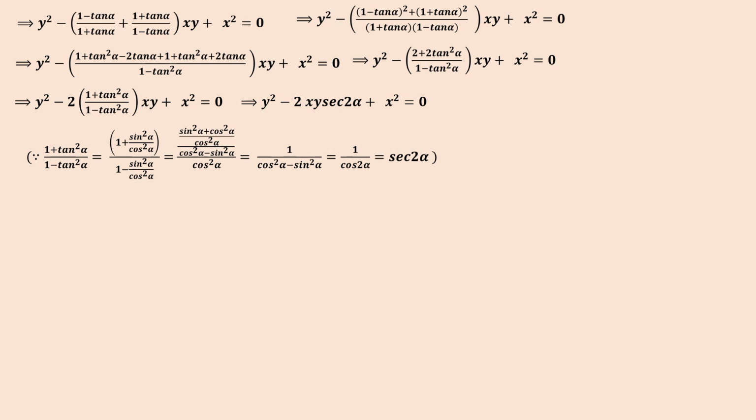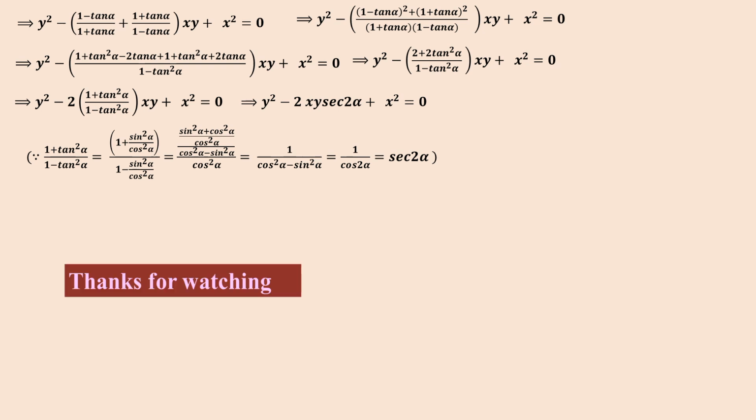So the numerator cos square alpha and the denominator cos square alpha get cancelled. In the numerator, sin square plus cos square, in the denominator, cos square minus sin square. Sin square plus cos square is 1, so we are left with 1 by cos square alpha minus sin square alpha. We know cos square alpha minus sin square alpha is equal to cos 2 alpha, the cos 2A formula. So 1 by cos 2 alpha is nothing but secant 2 alpha. That is why we have replaced it. So the required equation is y square minus 2xy secant 2 alpha plus x square, which was to be proved. Thanks.